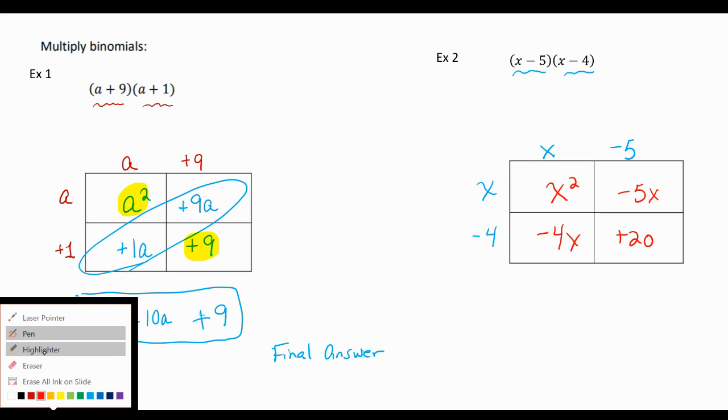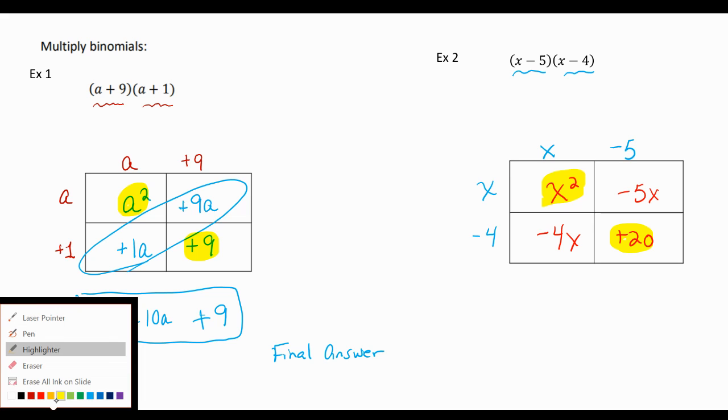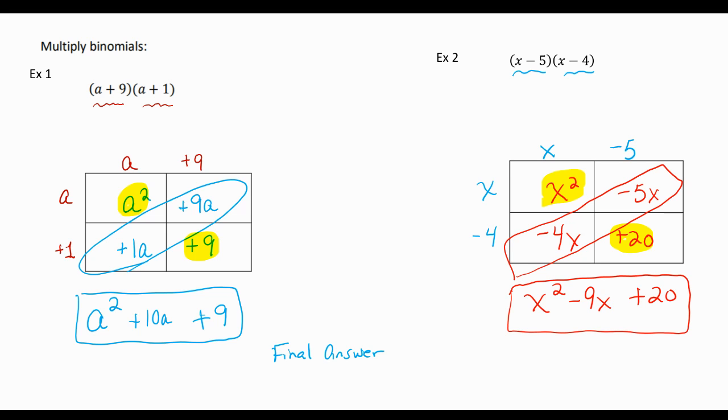So I'm going to bring down the front term and the back term, and then I'm going to add up the like terms. So x squared comes down, 20 is the back, and then add up the like terms. And how much is negative 4x minus 5x more? It's negative 9x. And that would be our final answer. So the box keeps you organized.